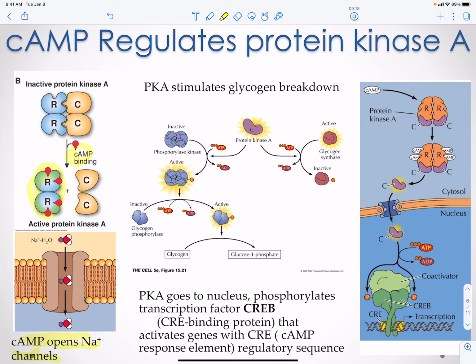Protein kinase A is going to be involved in activation of enzymes that are going to mobilize energy, and they do this by phosphorylation. They are a kinase. So protein kinase A is going to phosphorylate phosphorylase kinase and make that active. And then phosphorylase kinase is going to activate glycogen phosphorylase. And then you're going to start to break down glycogen. So this is breaking down glycogen.